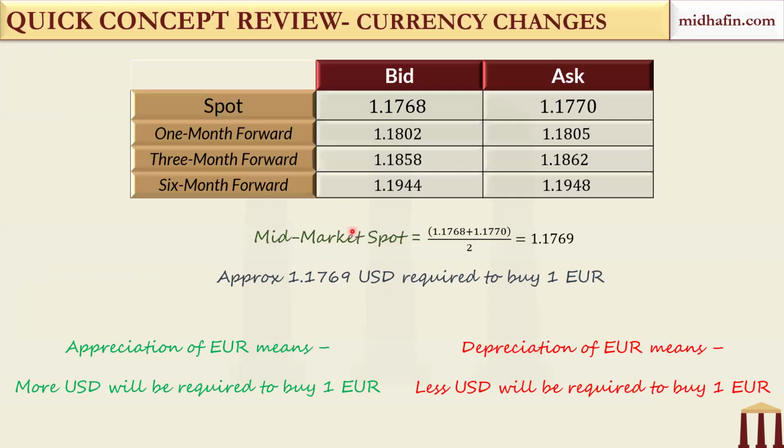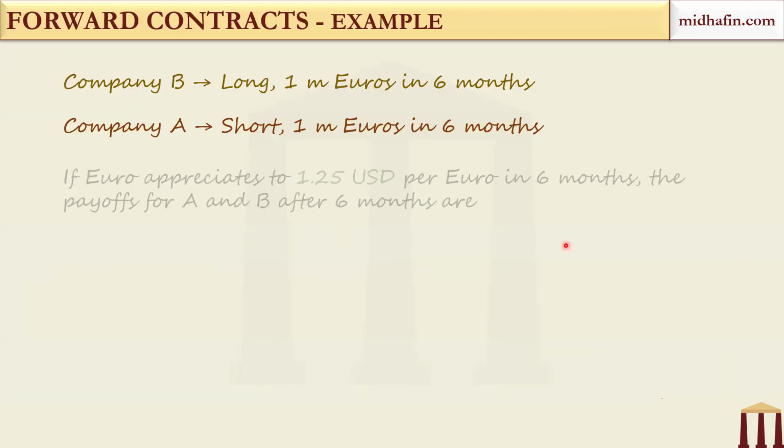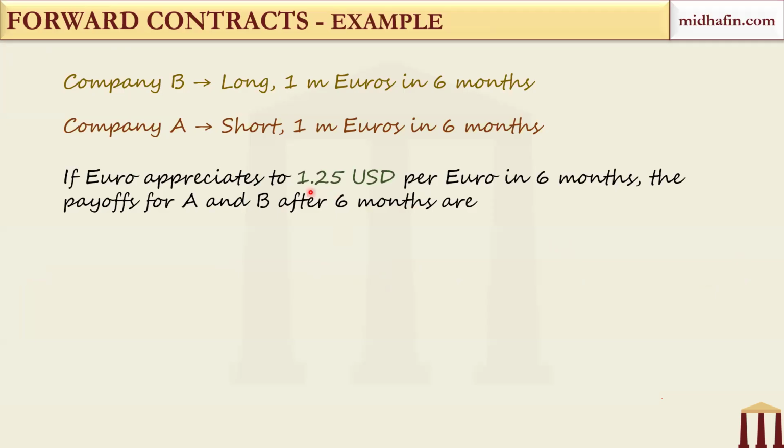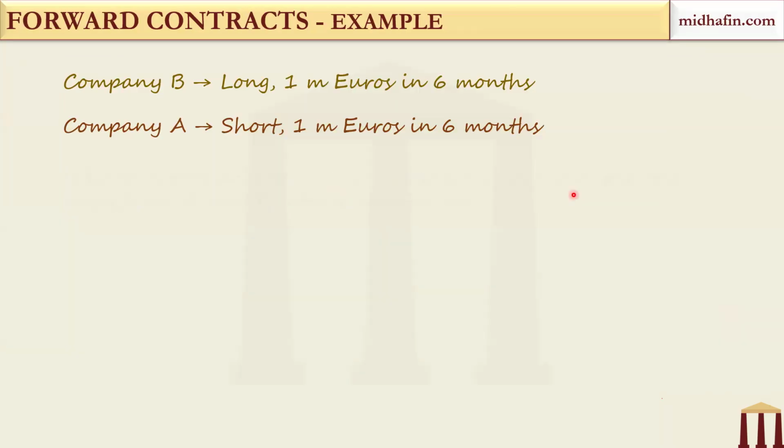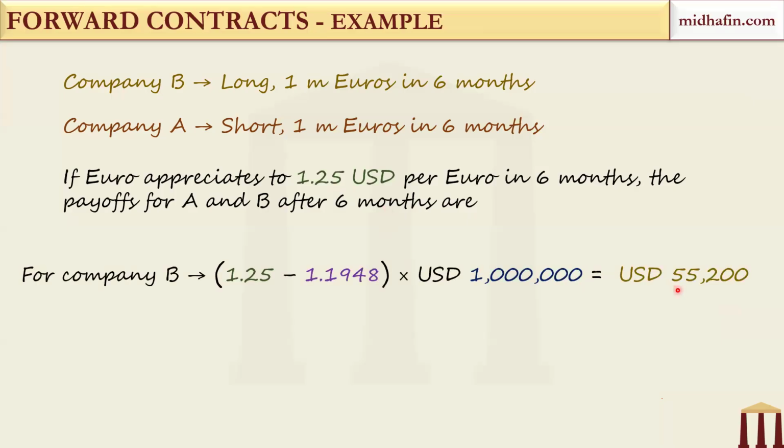The current spot rate was 1.1769. After that, the euro has appreciated after 6 months, so after 6 months the spot rate is $1.25. Now, since it was agreed that this will be the rate paid by B to go for the long position and buy the euros, it means a loss? No, it's actually a profit, because B is able to buy euros at a lesser price. So that is why you have a positive payoff.